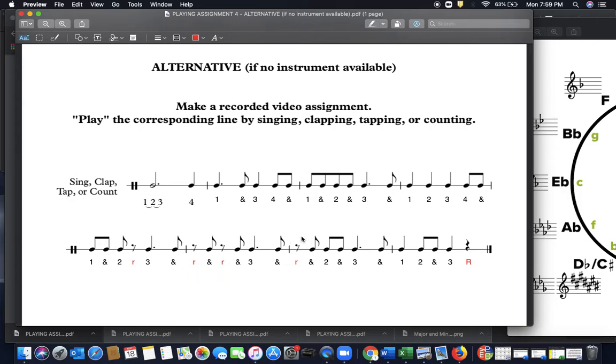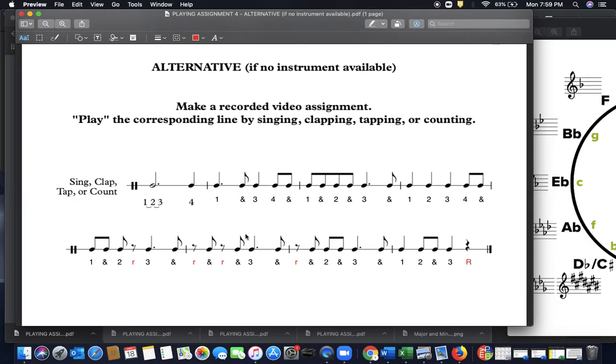Here's another example in this measure of an eighth rest that's happening at the beginning of the beat. So this would normally be 1, but instead now we have silence on 1. Ready, go. And 2 and 3.